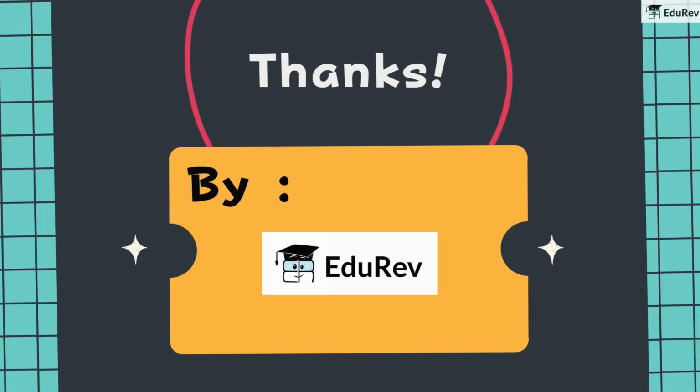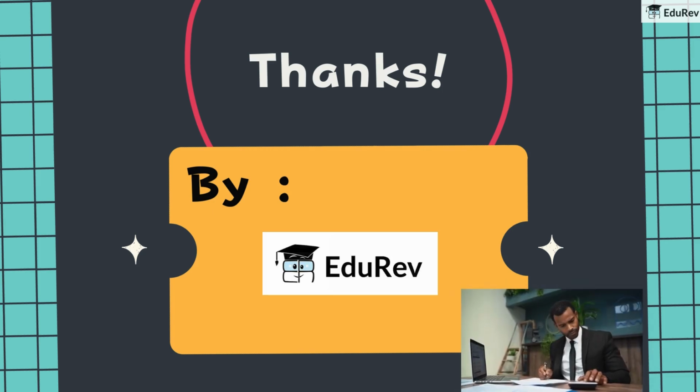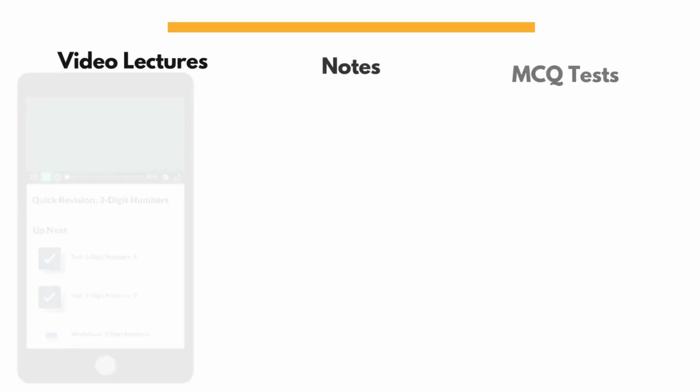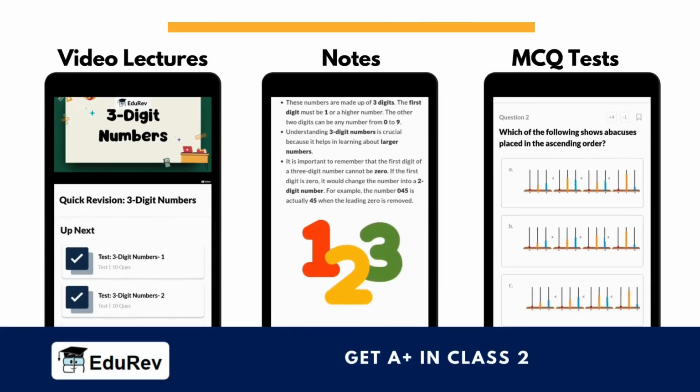In conclusion, today we learned about three-digit numbers, their place values, face values, how to compare them, and the concepts of even and odd numbers. Understanding these concepts is essential as they help us in mastering larger numbers in mathematics. We hope that you have understood the topic.